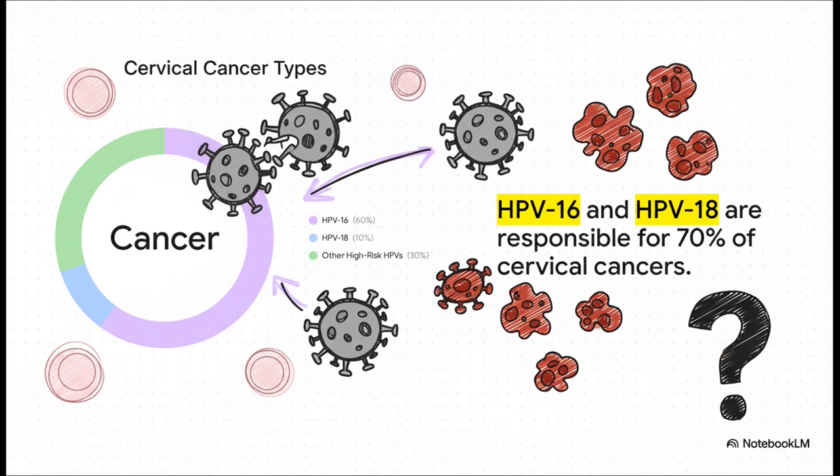And now this is fascinating. Out of all those high-risk types, just look how dominant two of them are. HPV-16 all by itself is responsible for about 60% of cervical cancers. Add HPV-18 to the mix, and together they cause 70% of all cases. Just two tiny viruses causing most of the problem. Remember this fact, Hanyan. It becomes very important when we talk about prevention later on.